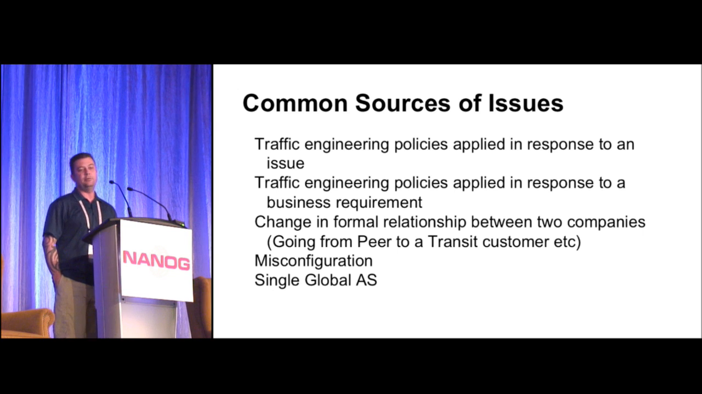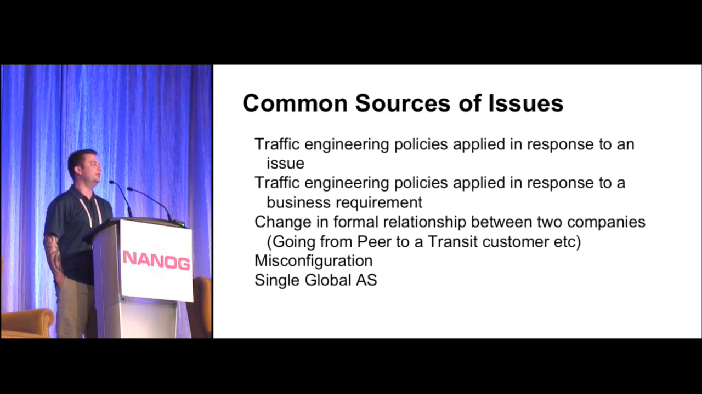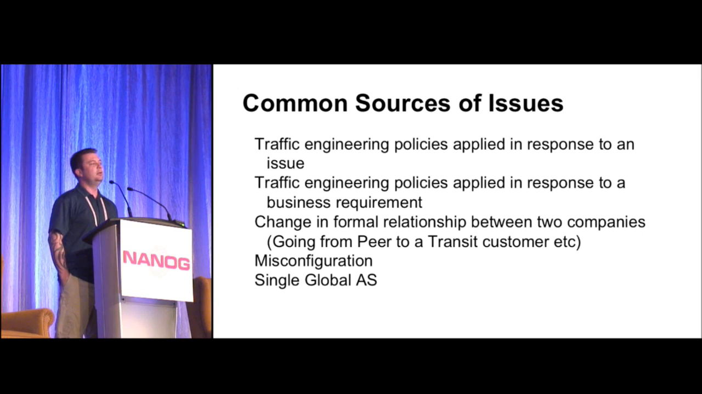Points 2 and 3, with 3 being the change in formal relationship, are kind of linked, because there are times where a company is small and they're a transit customer, but when they grow bigger or they're acquired and they go under their parent company, they transition from a transit customer into a peer, a settlement-free customer. And due to a lot of the default policy the ISPs apply, that also has an impact. It becomes a de facto traffic engineering shift.